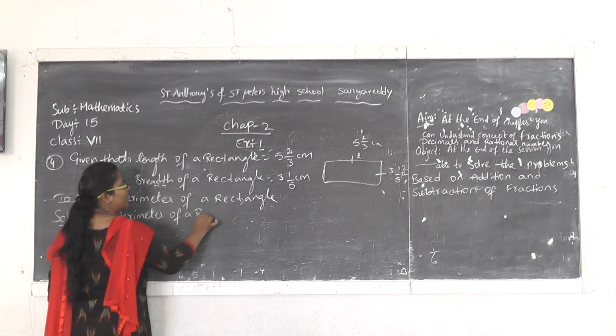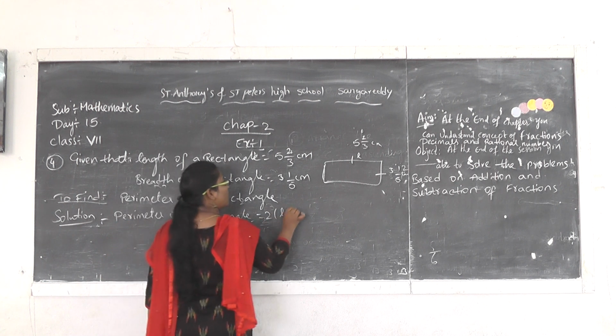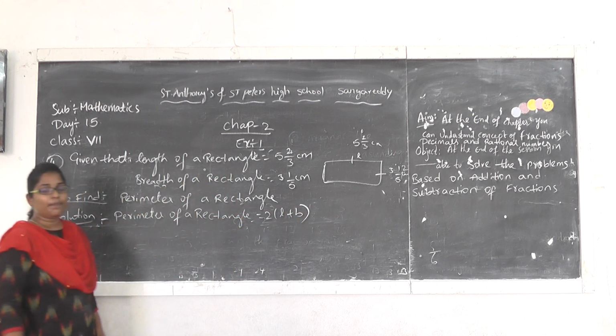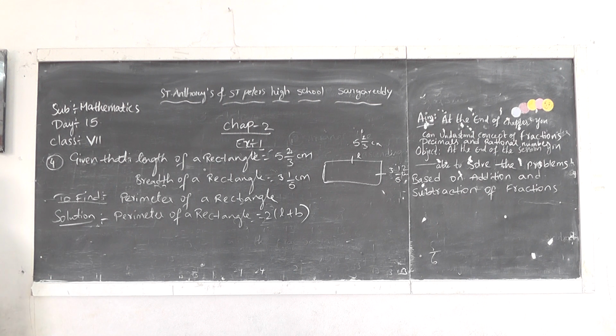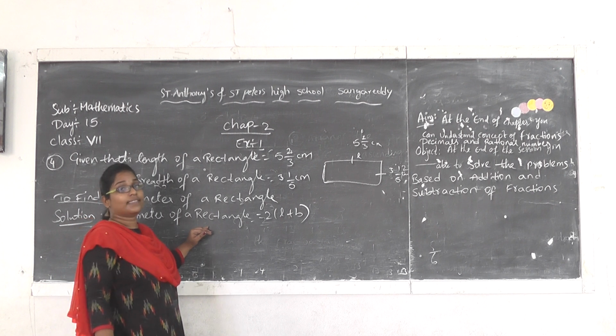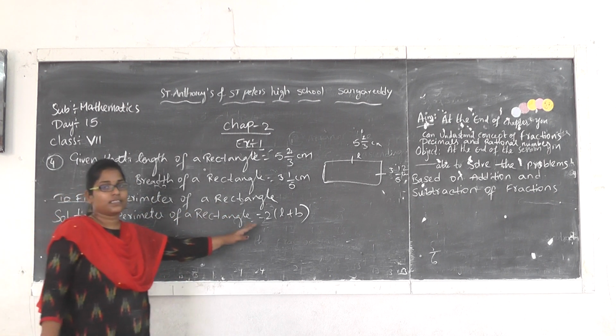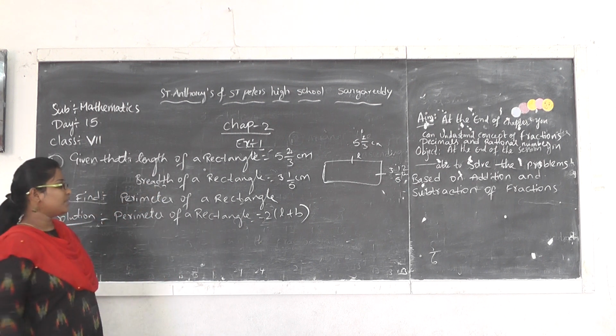Perimeter of a rectangle equals 2 into (L plus B). We know the perimeter of rectangle formula is 2 into (L plus B). Do you remember, we already learned these formulas in grade 6 in the area and perimeter topic? Yes. So perimeter of a rectangle is nothing but 2 into (length plus breadth).